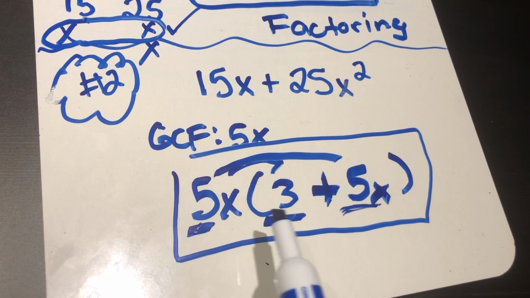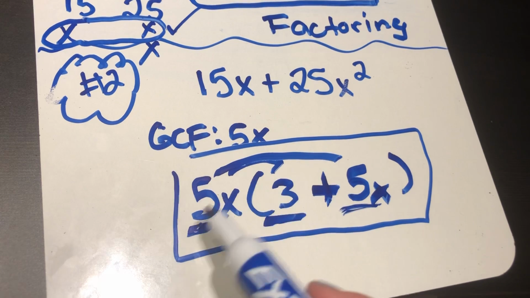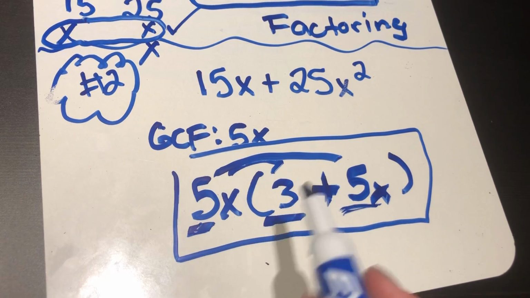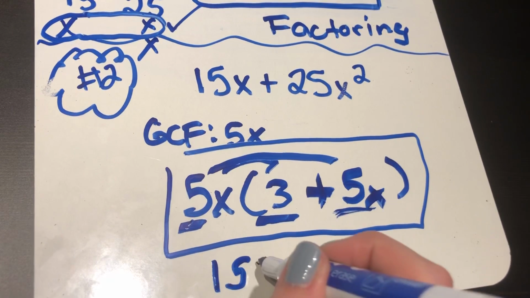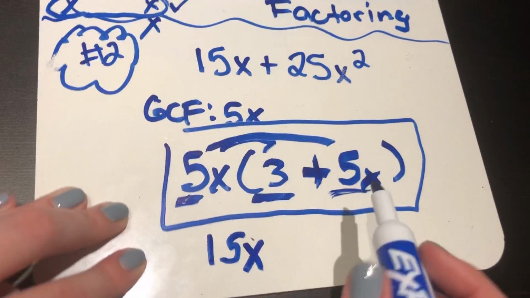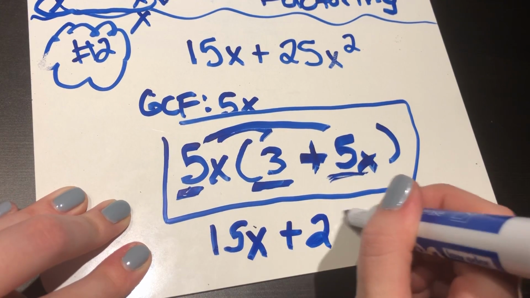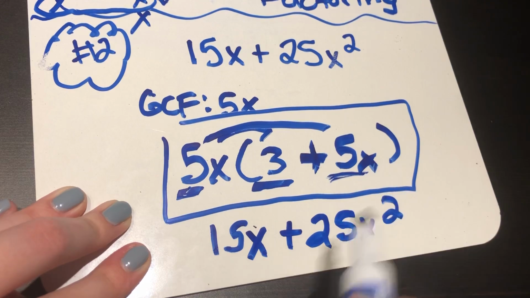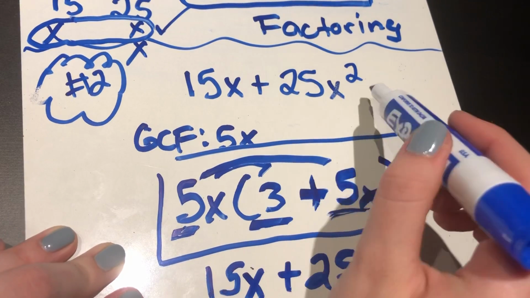How do I know if it's right? Well, let's distribute. 5x times 3, 15x. 5x times 5x, 25x squared. Did we get our original? Yes, we did. So that's how you can check it.